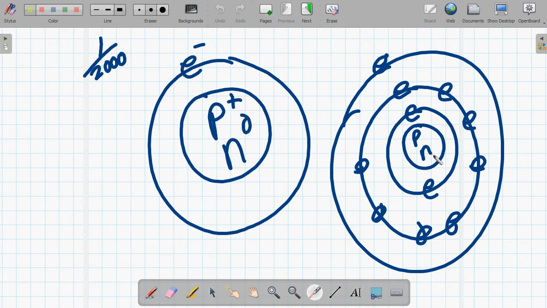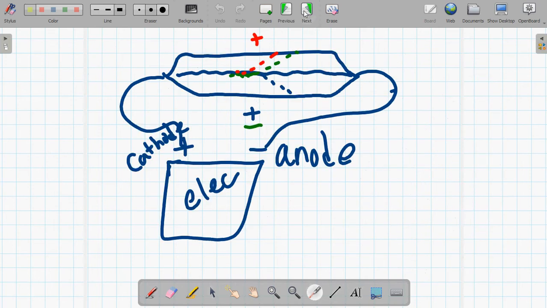Okay? And someone brought up valence electrons. All valence electrons are electrons in the outermost shell. So this atom has one valence electron. This also has one valence electron, even though it has lots of other electrons. Valence just means outermost electrons.